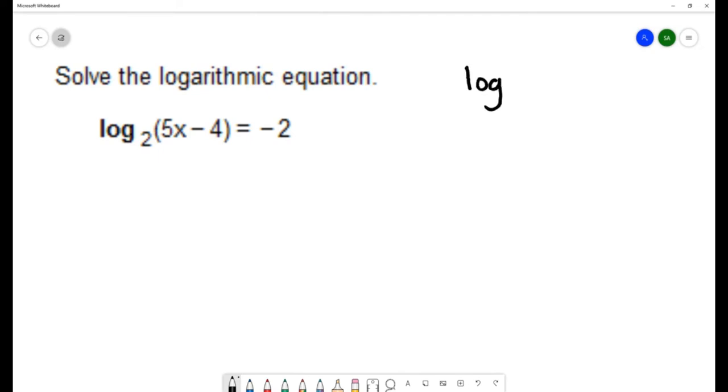So for the definition of a log, we have log base b of x equals y. We can write this log equation as an exponential b to the y equals x.